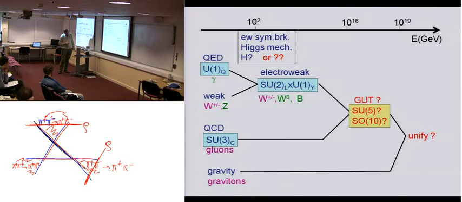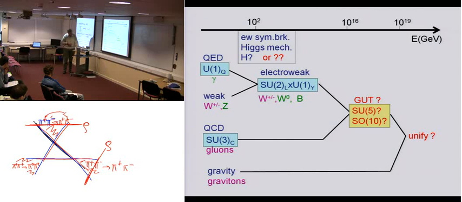But when do the couplings come together? Remember, the weak interaction is, what did we say, 10 to the minus 5. This was much stronger. You have to go up to 10 to the 16 GeV for that to work. We have no idea what the group is. It could be SU5, SO10, or anything there.